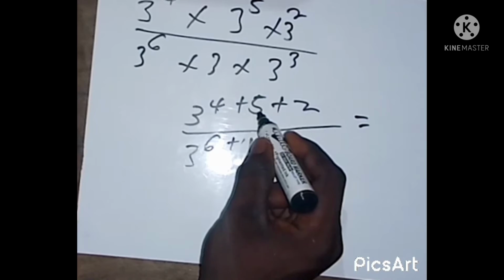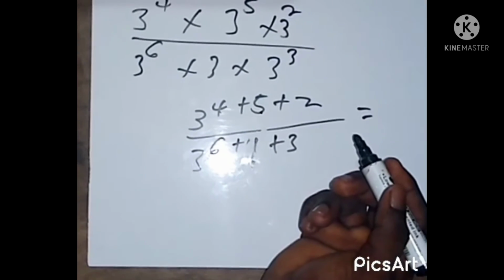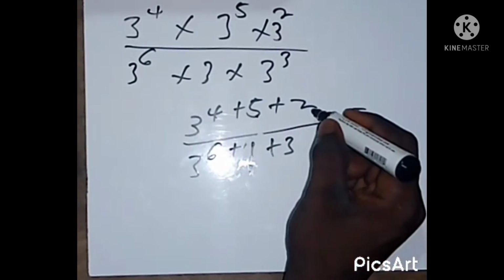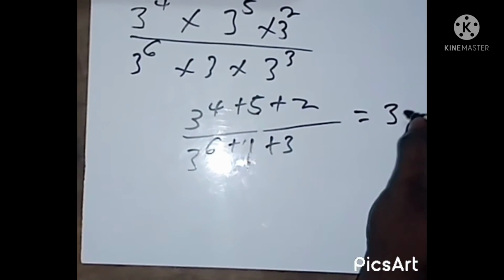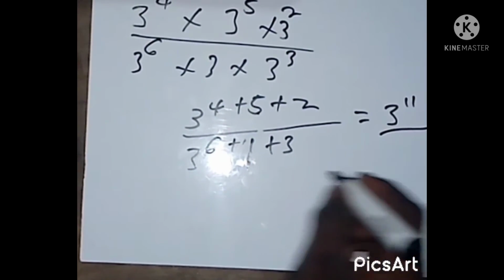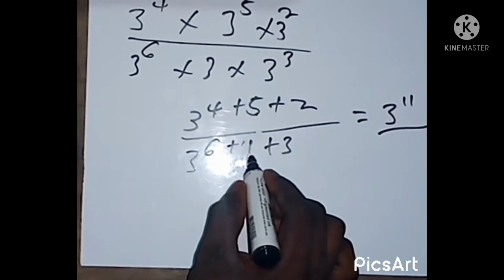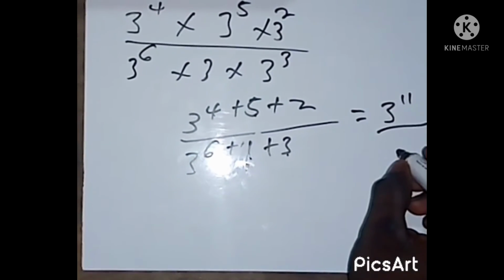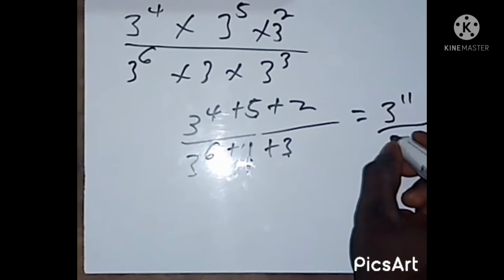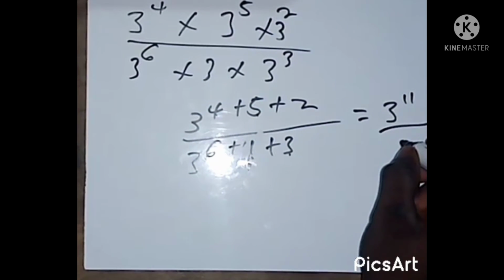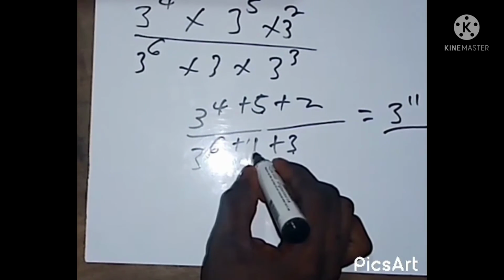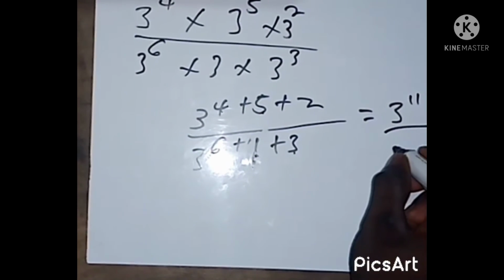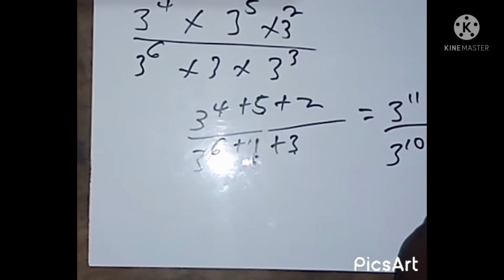4 plus 5 will give us 9, plus 2 will give us 11. So I'm going to get 3 exponent 11. Over here too, 6 plus 1 gives us 7, plus 3 will give us 10. We're going to get 3 exponent 10 like this.